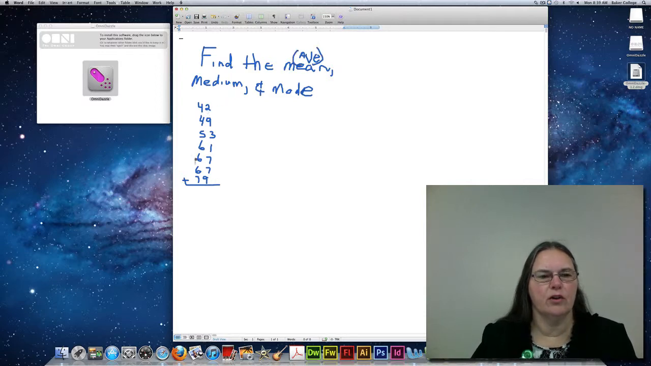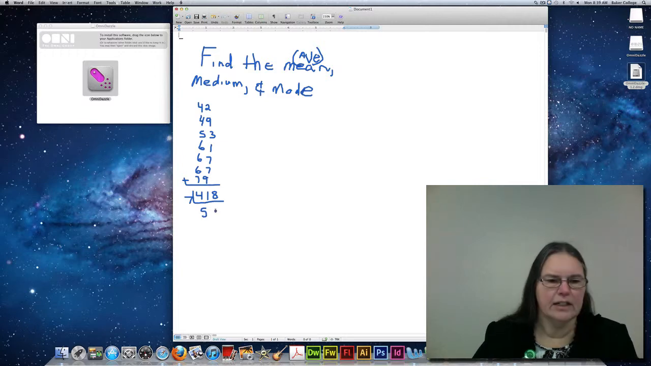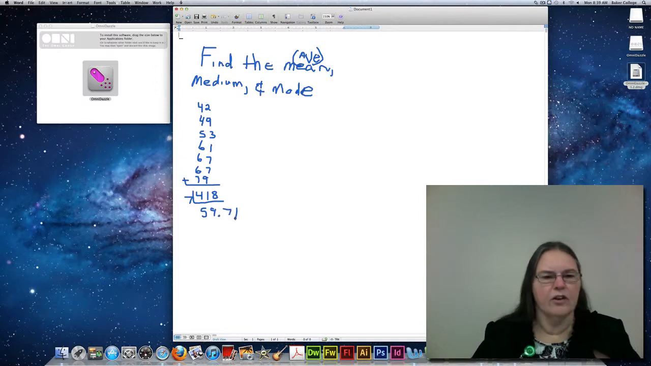So I sorted them and put them in order from the smallest to the largest. And if we add this up, we get 418. Now the next step to find the average is count how many there are. 1, 2, 3, 4, 5, 6, 7. So we're going to divide this number by 7, and we'll end up with the actual average, which is 59 and 71 100ths. So that's really the average, so they call it the mean.